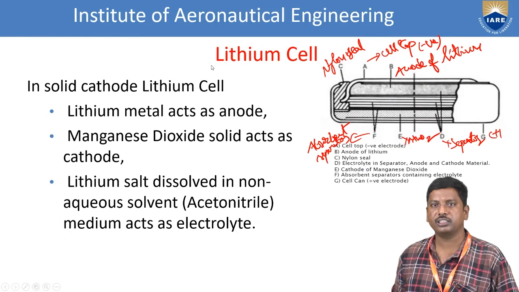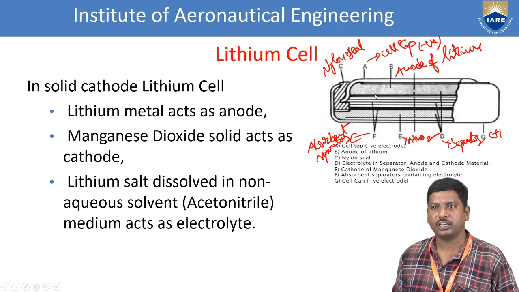The first one is the solid cathode lithium cell. How many components does the solid cathode lithium cell contain? 7 components. The negative terminal is observed at the top of the cell and the positive terminal at the bottom. It also contains manganese dioxide and an electronic separator, and lithium acts as the anode of the cell. In this case we also observe the absorbent separator present in the lithium cell.